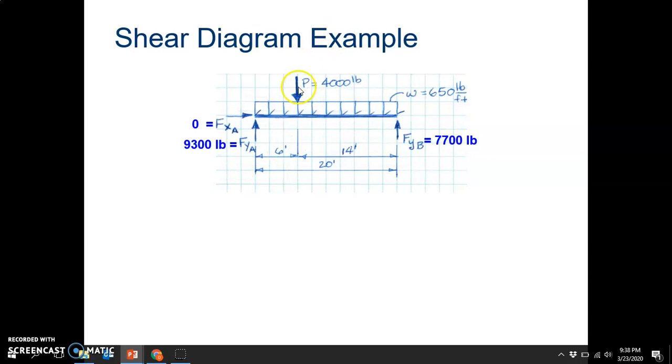Then as I move down, I will be dropping down 650 pounds every single foot until something else happens. In this case, this would be the next thing that would occur. So I'm going to be dropping 650 pounds per foot up until 6 feet, where at that point I will drop 4,000 pounds. After I drop 4,000 pounds from there, I will continue dropping down at a slope of 650 pounds per foot all the way until I get to x equals 20. Once I get there, I should be at negative 7,700, so when I go up the reactionary force of B, it brings me back to 0.